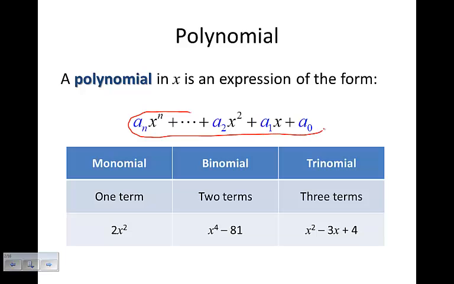Okay? A monomial is one term, for instance 2x squared. A binomial is two terms, so for instance x to the fourth minus 81, and a trinomial is three terms, or x squared minus 3x plus 4.